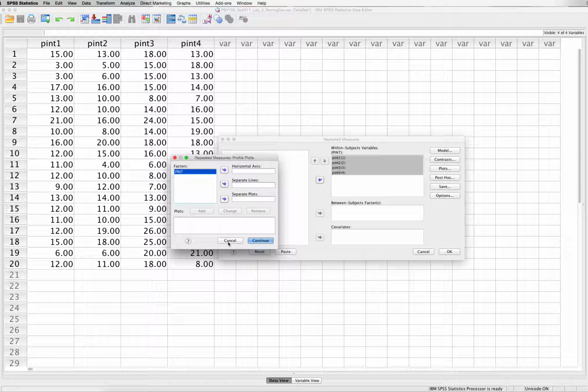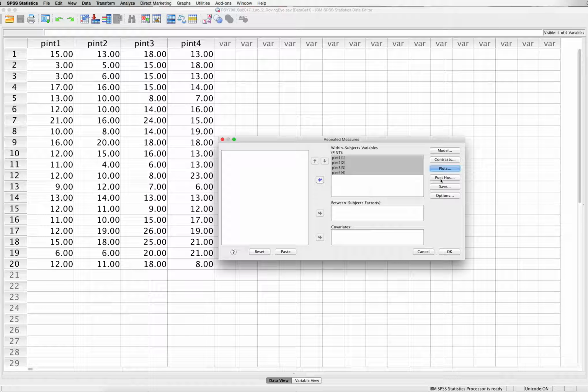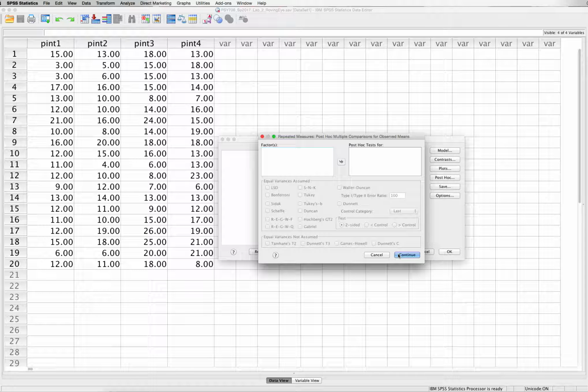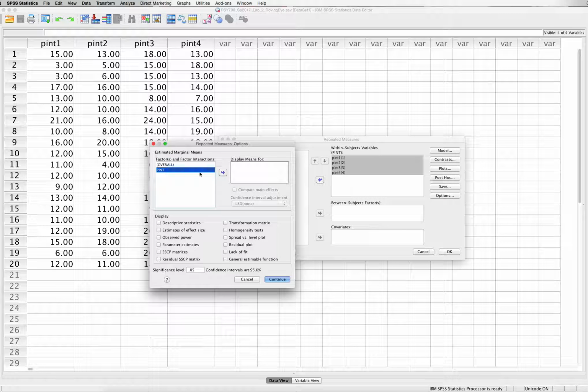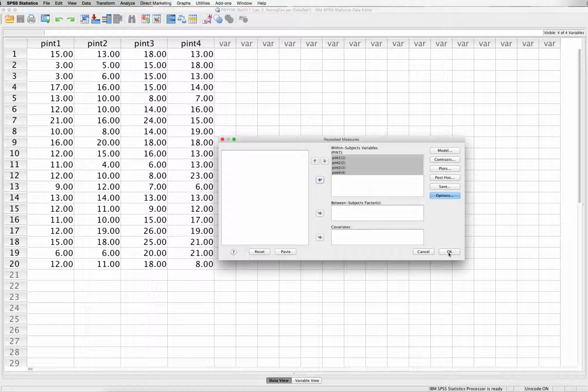If we had more than one, we would look at the plots as well. For the post hoc, we are not interested in this one either because this only applies if you have a between-subjects factor. For the options, we are going to be interested in just the means for those variables. We also click descriptive statistics, effect sizes, and transformation matrix. So basically it's going to give you that table with 1s and 0s for contrast codes. We are also running main effects, and we're doing a Bonferroni correction. Continue, and we are going to hit OK.